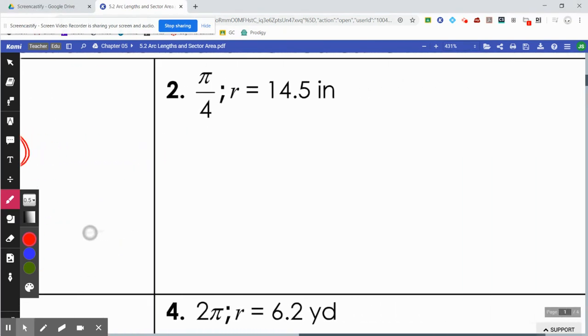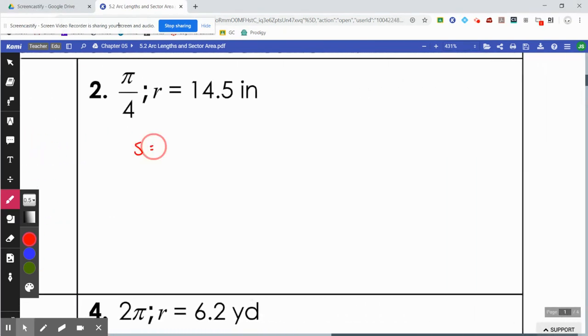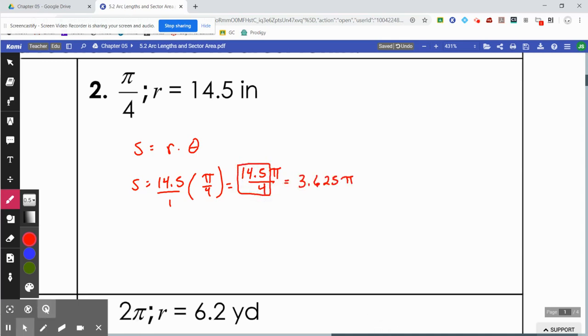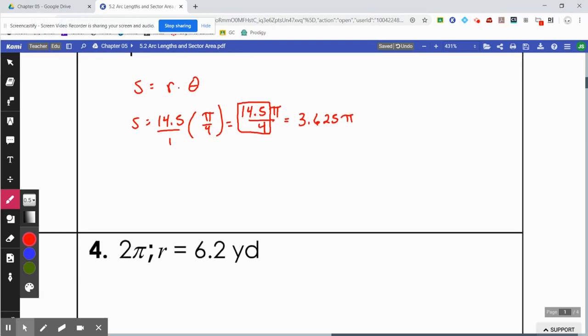Okay, number 2. Again, arc length is equal to radius times central angle. So therefore, arc length here would equal, our radius is 14.5, our central angle is pi over 4. And they want us to leave it exact, so you can try to cancel this out, 14.5 and 4, or you can just go ahead and multiply it and do 14.5 pi over 4. We can then divide this to see what we get, and that's going to be equal to 3.625 pi if you divide that out.